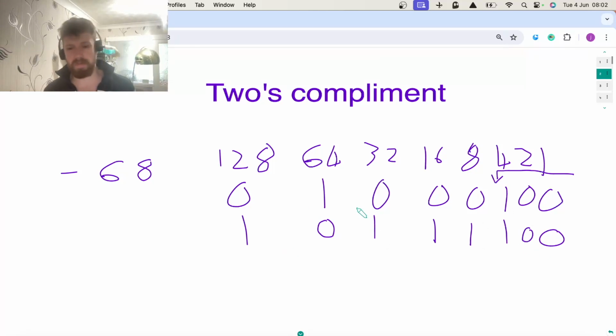So just a review on that, what you do, convert it into a positive number to start with. Going from right to left, you find your first number, the first number that is a 1.